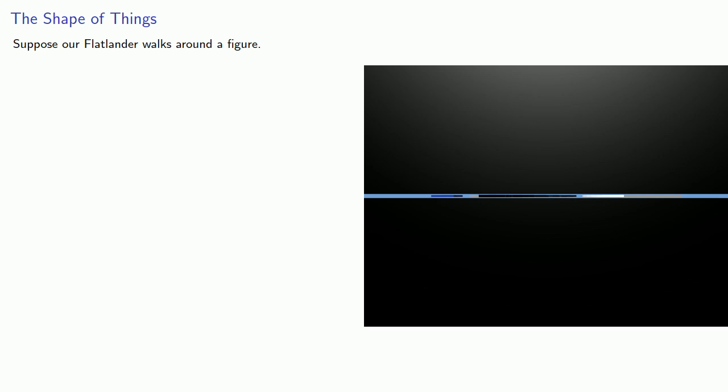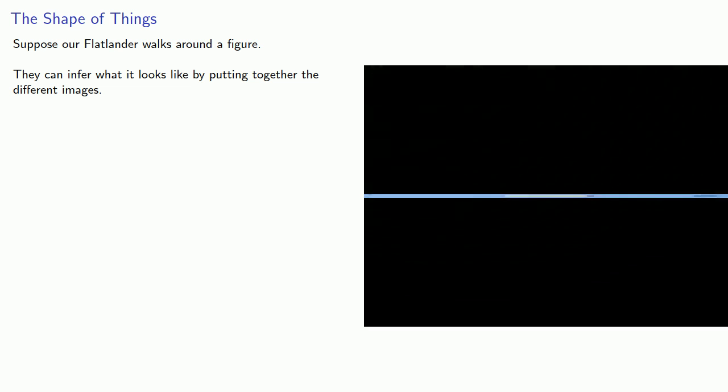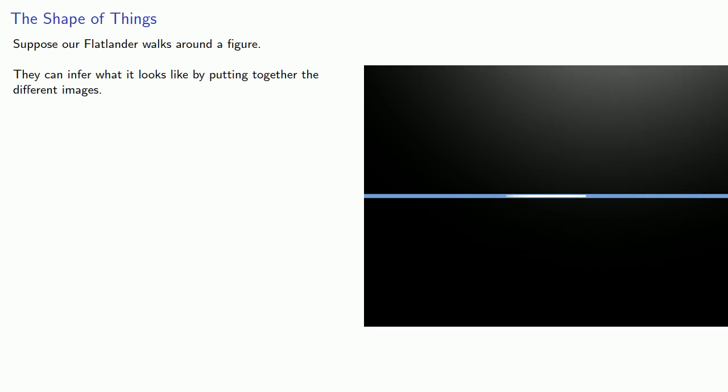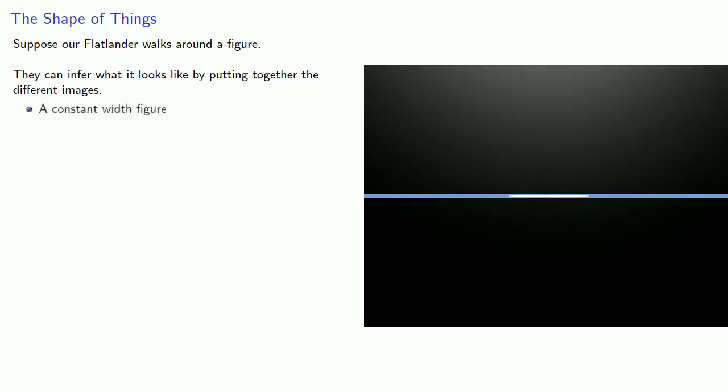So suppose our Flatlander walks around an object. They can infer what it looks like in two dimensions by putting together the different images. So if they walk around this object, the fact that the width of the object remains the same no matter which direction they look at it from says that this figure must be a circle.